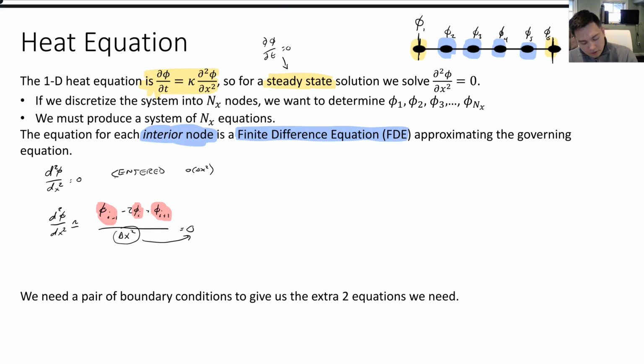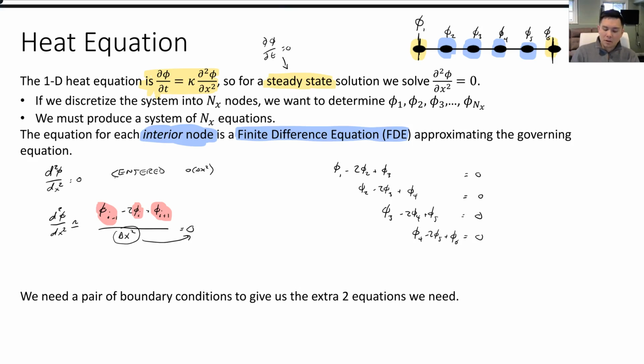And so this then allows us to say we have equations phi1 minus 2 phi 2 plus phi 3 is equal to 0, phi 2 minus 2 phi 3 plus phi 4 is equal to 0, phi 3 minus 2 phi 4 plus phi 5 is equal to 0, and then phi 4 minus 2 phi 5 plus phi 6 is equal to 0. So those are our 4 equations for the interior nodes in our system.